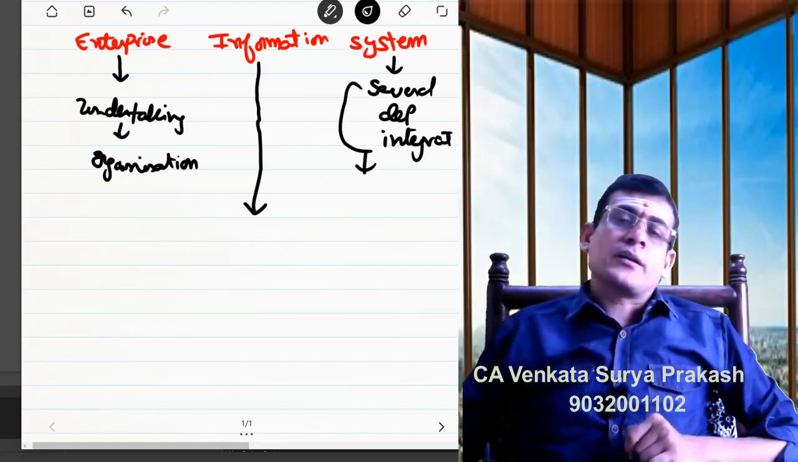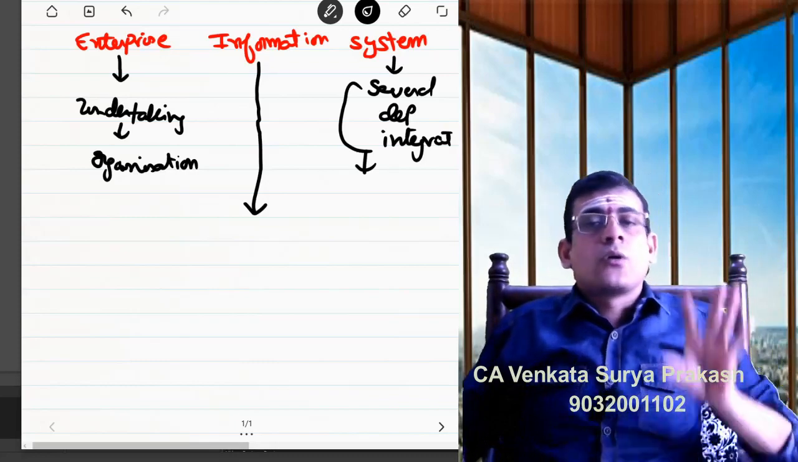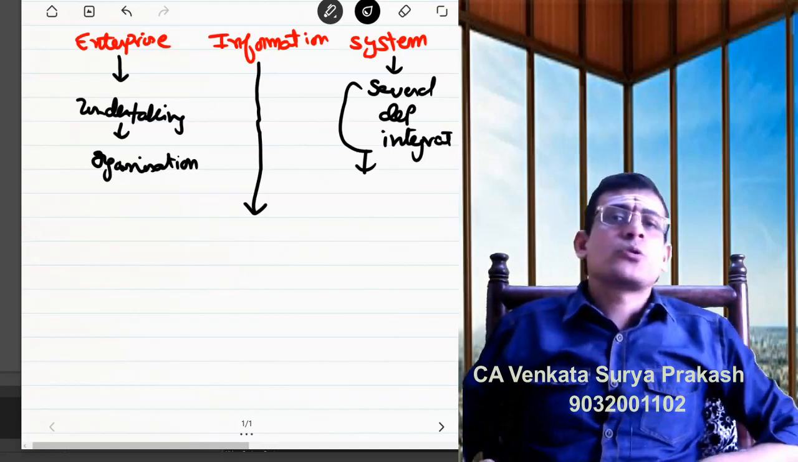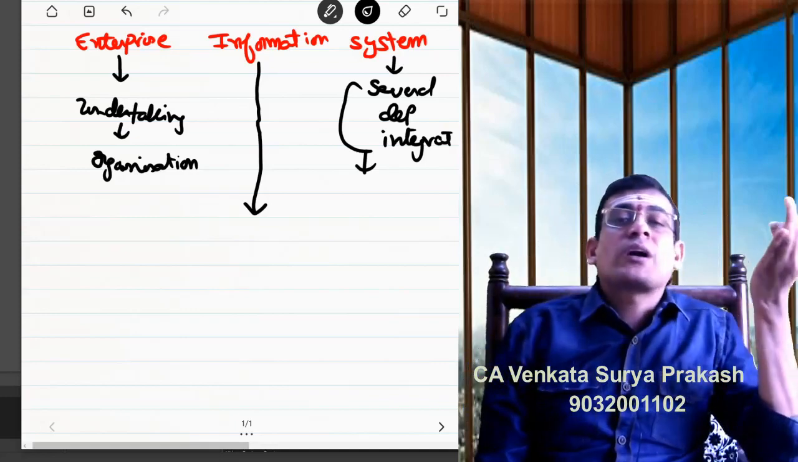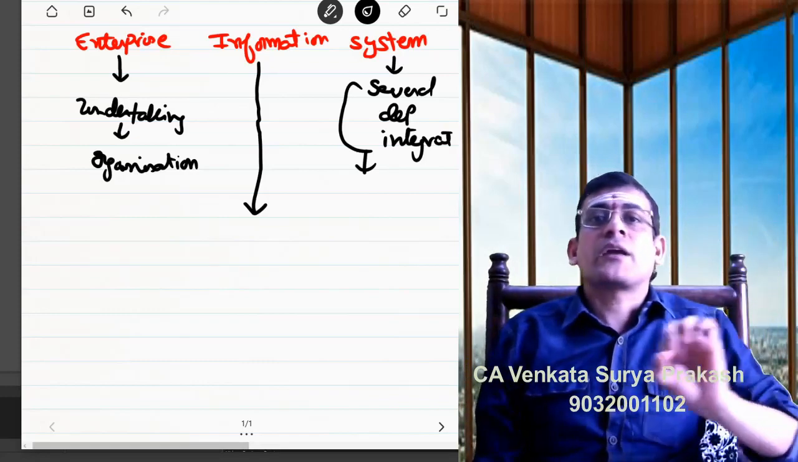They will do that only. If they have information from the sales department that the demand is only this, don't produce more, then what will happen? They won't produce. They will produce only to the extent of the demand. So that is the vital role which information is going to play across your information system.